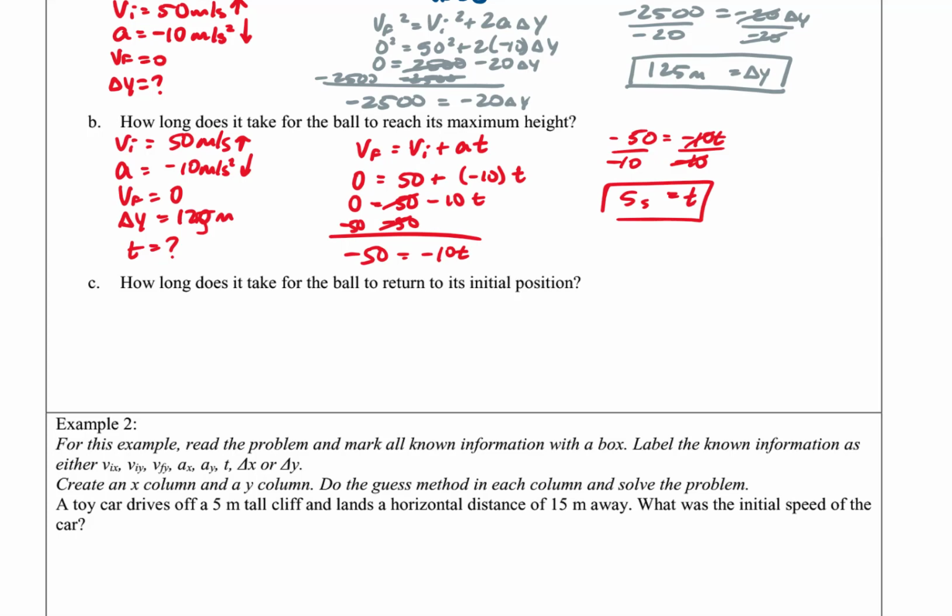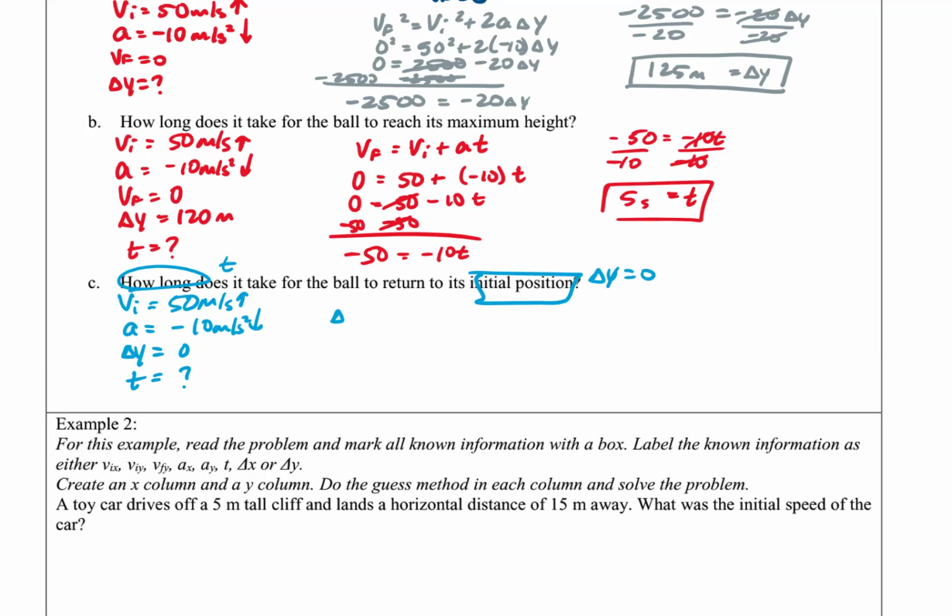Part C, how long does it take for the ball to return to its initial position? This is different. We are no longer at the maximum height with the initial position. So the initial velocity is still 50 meters per second. The acceleration is still negative 10 meters per second squared down. But because we're talking about the initial position, the delta y has got to be 0. So my delta y is 0. I want how long, that's the time. We can't use anything that we used before because we're at a different spot.